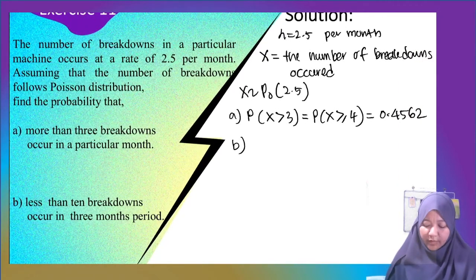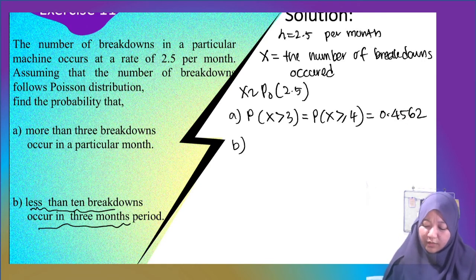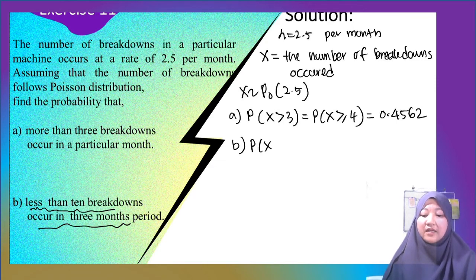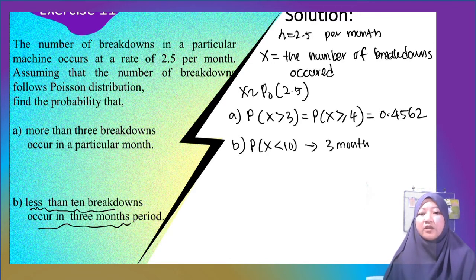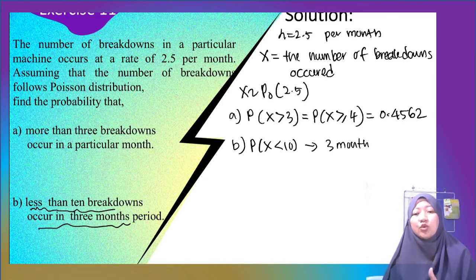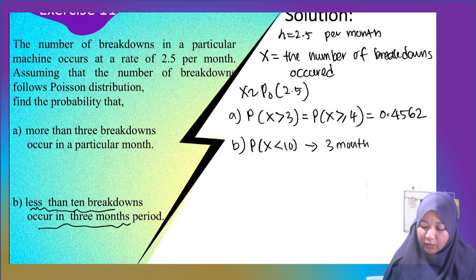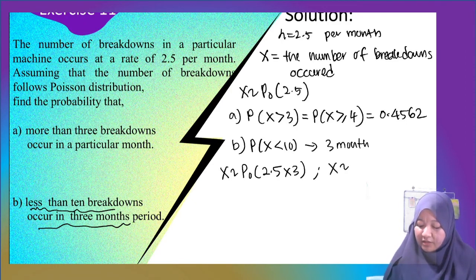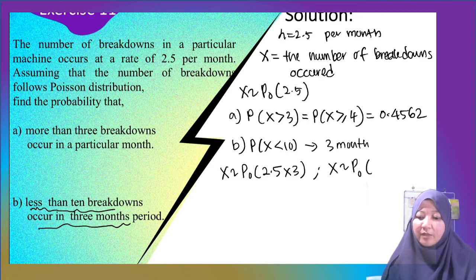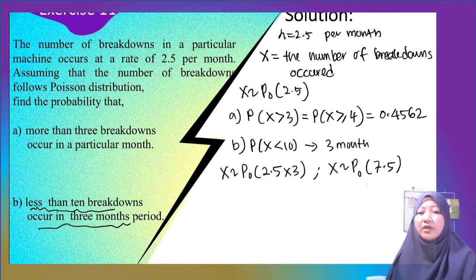B, find the probability that less than 10 breakdown occur in 3 months. Okay, 3 months. So probability X less than 10, tapi untuk 3 months. Jadi berubah, time interval dia berubah daripada sebulan tadi. 2.5 adalah untuk sebulan. So sekarang ni dia nak cari untuk 3 bulan. Jadi kita kena ubah dulu X distribute Poisson 2.5 untuk sebulan. Jadi untuk 3 bulan kita darab dengan 3. Jadi X awak yang terbaru adalah Poisson berapa? 7.5. Lambda awak telah berubah kepada 7.5 untuk 3 bulan.